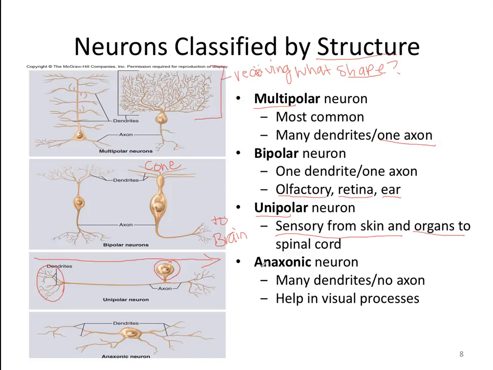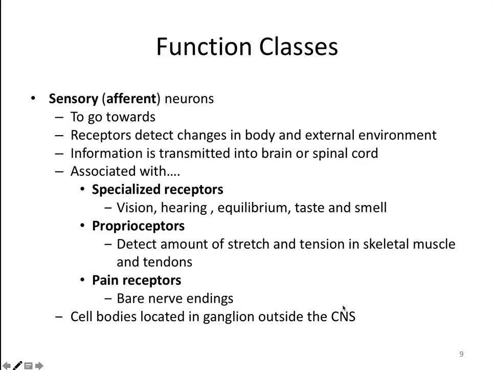You can also have anaxonic neurons, and an means none, so anaxonic means no axon. So these have lots of dendrites, which means they can receive lots of information, but no axon. And these can help in visual processing, so they may allow communication between two cells or dampening or enhancing of neuronal activity. So those were structural classifications, aka what shape.